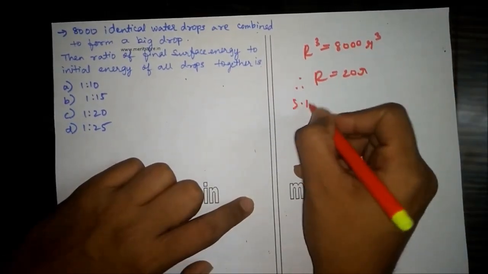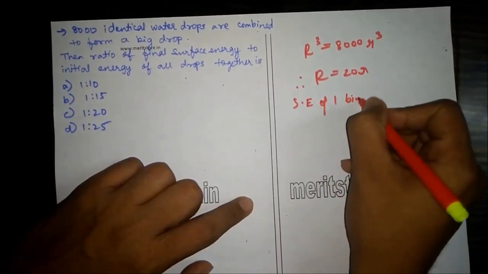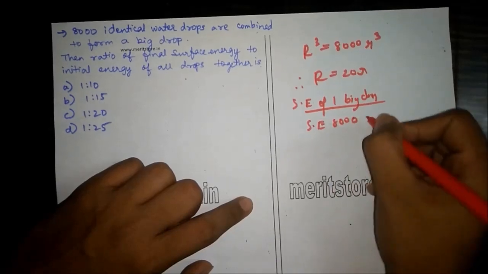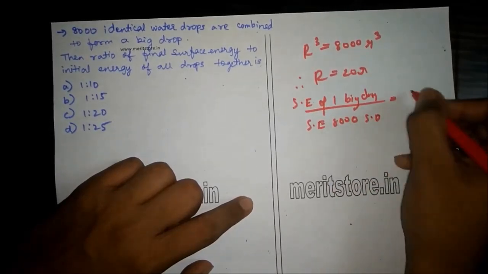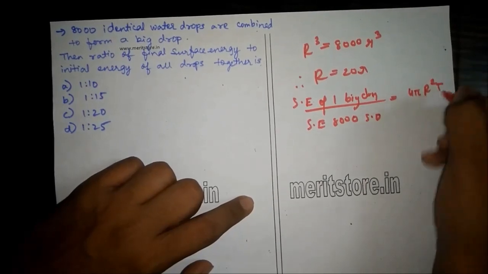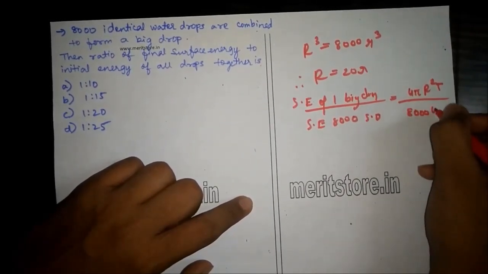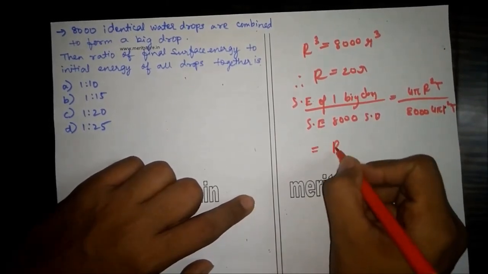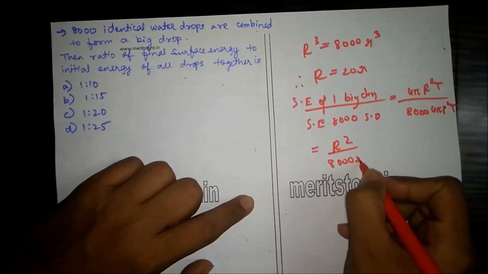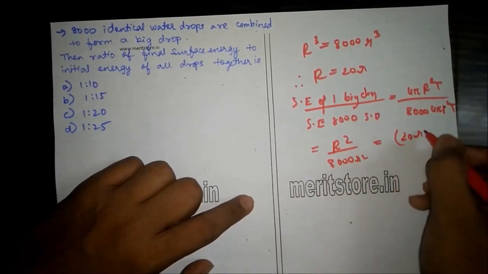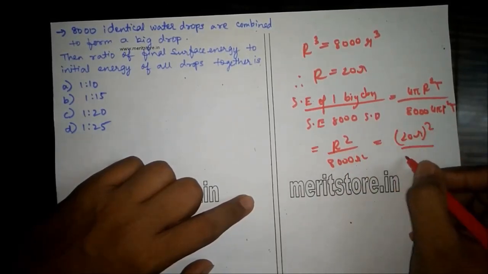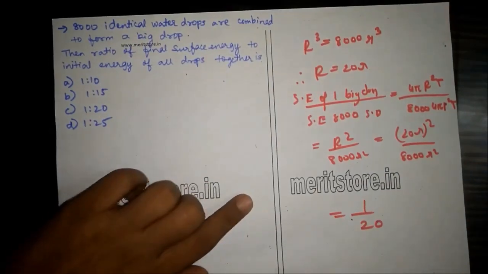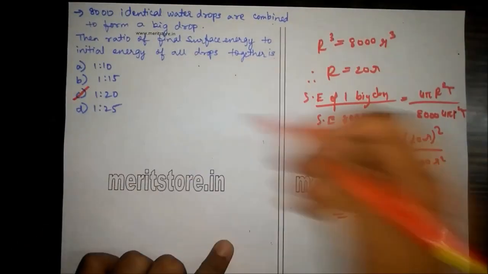Therefore the surface energy of one big drop upon the surface energy of 8,000 small drops will be equal to 4 pi R square T upon 8,000 into 4 pi small r square T, which is equal to R square upon 8,000 r square, which is 20 r, the whole square, upon 8,000 r square, which is 1 upon 20. Therefore the correct answer is option C, 1 is to 20.